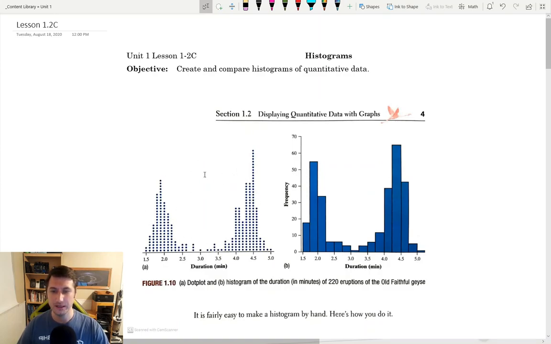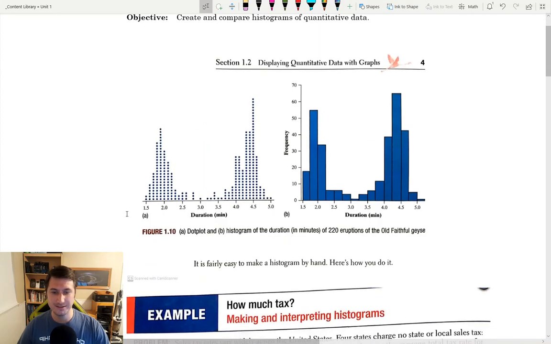So here we have an example of a dot plot. This data and these pictures are showing us the dot plot and histogram of the duration in minutes of 220 eruptions of the Old Faithful geyser. So how long do these geysers last as Old Faithful sort of explodes? Our dot plot, hopefully that's familiar. Each data point gets a dot in the dot plot. But in a histogram, we group those dots together in bars like this.